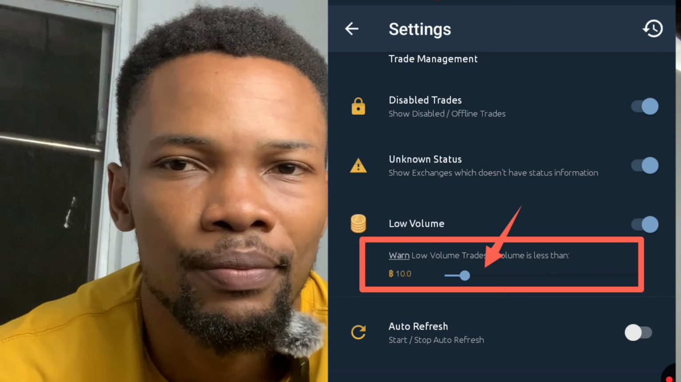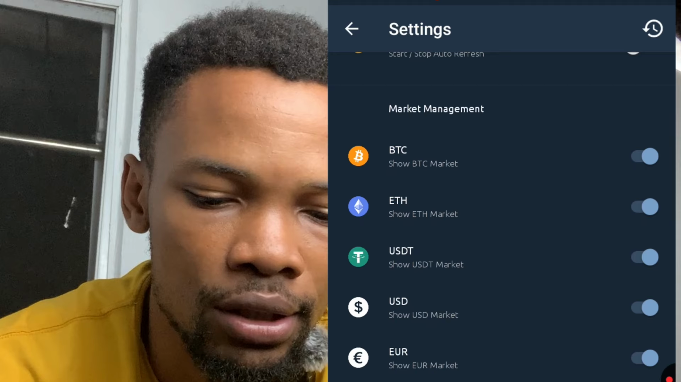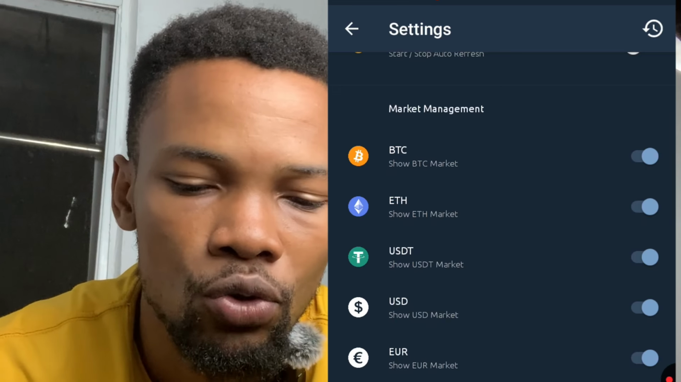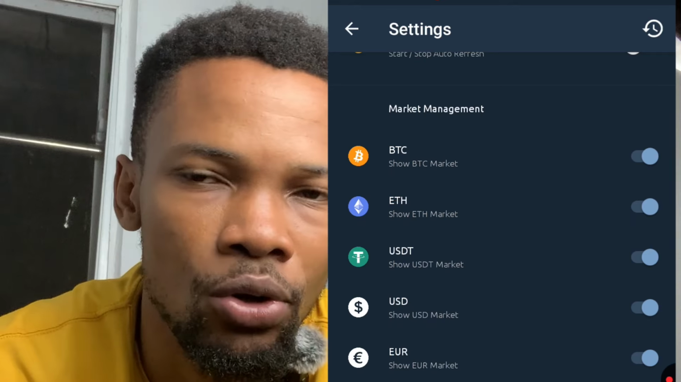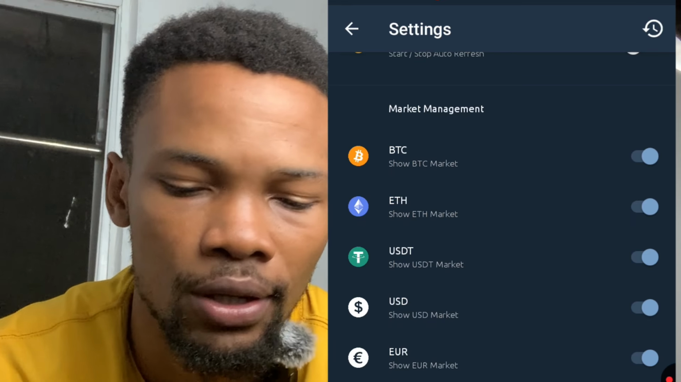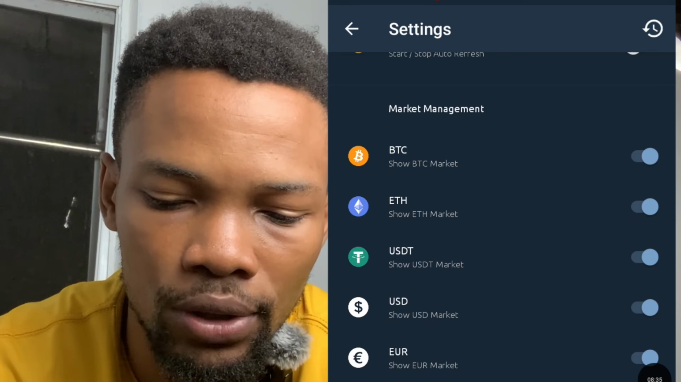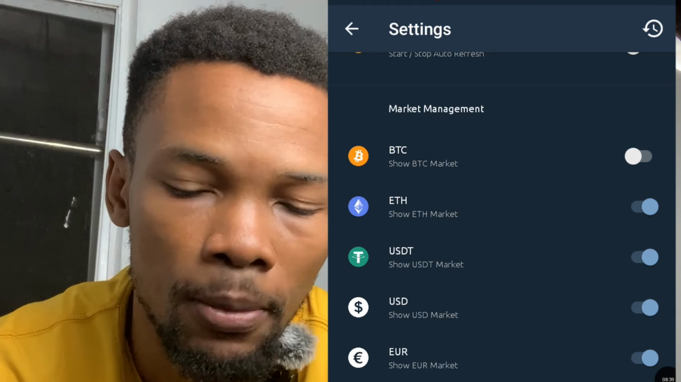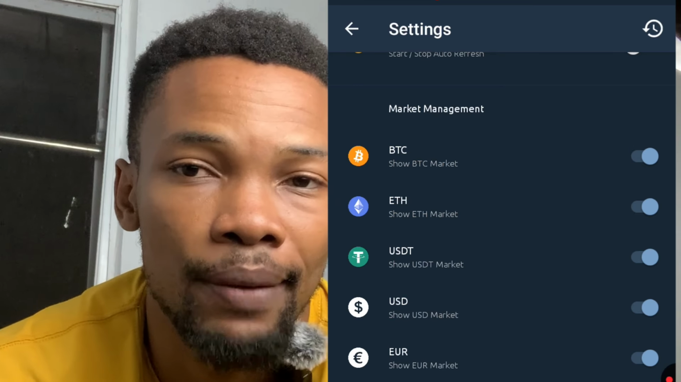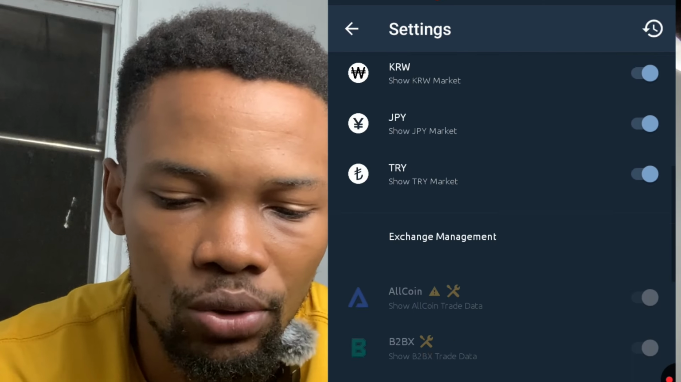So apart from that, you can come to see the cryptos around and the currencies here. You can disable whatever crypto you don't want to trade. Maybe you don't like Bitcoin because Bitcoin has so much fees, which it really has. You can disable Bitcoin from here. You can click on this area and it will be disabled. You can also click on it again and it can be enabled. So there are other things you can do here.